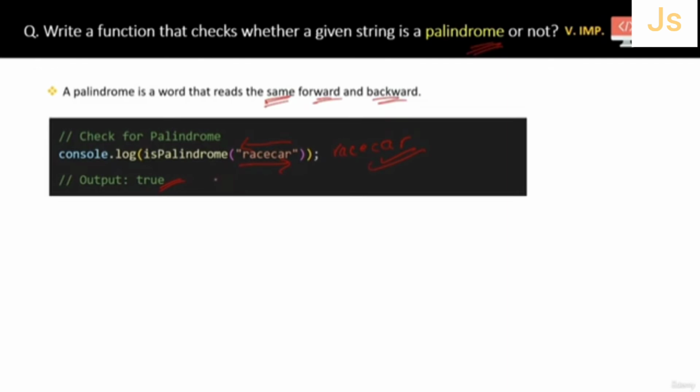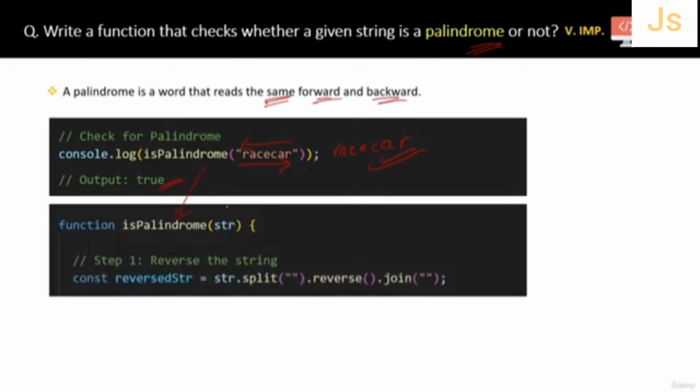Now for this, first we have to create this function isPalindrome. Inside it, first we will pass the string as the parameter, and then we will reverse this string. Okay, so we know how to reverse the string, right? Use the split method to break the string into characters. Then we have to reverse the order of the array, and then we have to join back all the characters of the array to get the reverse string.